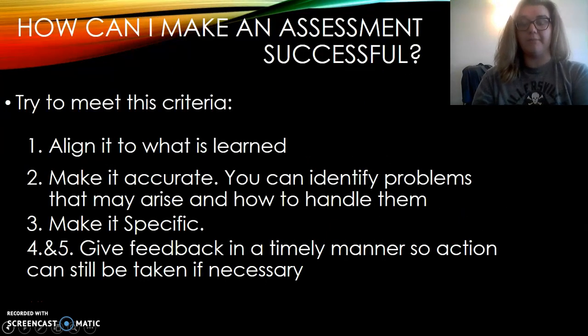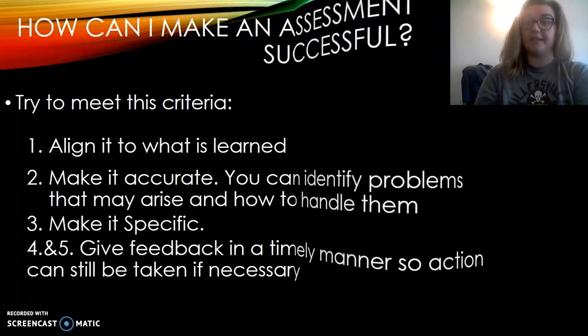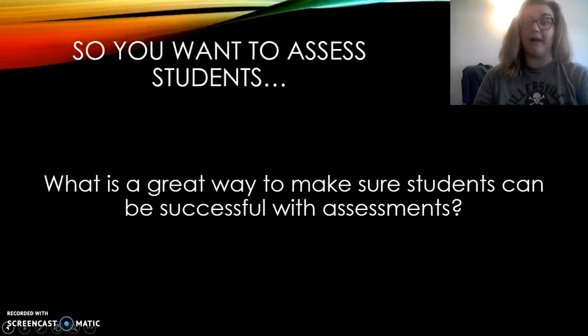So how can I make my assessments successful? Align them with what you learned, make them accurate, make them specific, and give students feedback in a timely manner so action can still be taken if necessary, if more understanding of the learning needs to be shown. What you gather with the information, that is what matters. The action you take, that is the important part. To make sure that you have effective action taken, follow the end to beginning approach. Start with what they want to learn overall and work your way back.